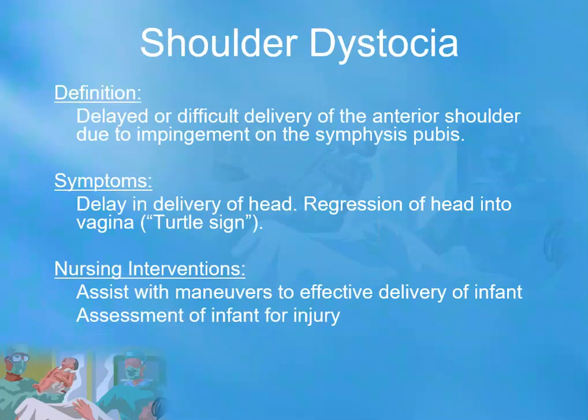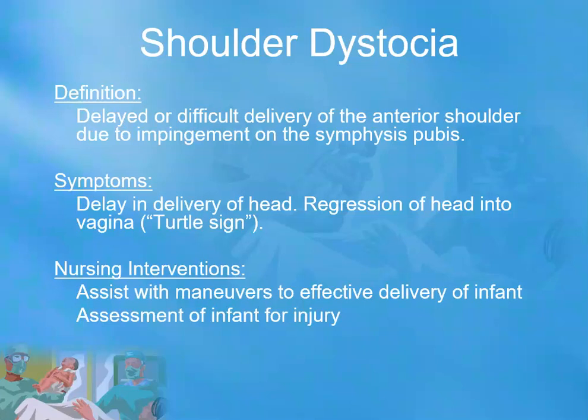Shoulder dystocia. Well, that's when they have big babies that have these big shoulders, okay? And this is a delayed or difficult delivery of the anterior shoulder due to impingement of the symphysis pubis. Symptoms include delay in delivery of the head, regression of the head into the vagina. So the head comes down through the vagina, and when mom is pushing, that head pops out.